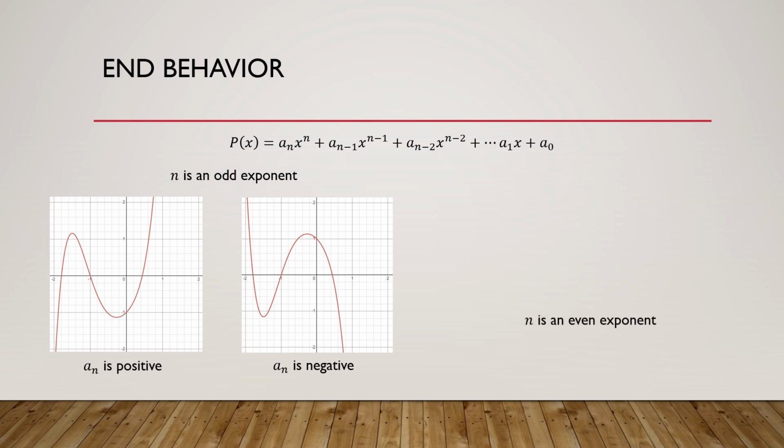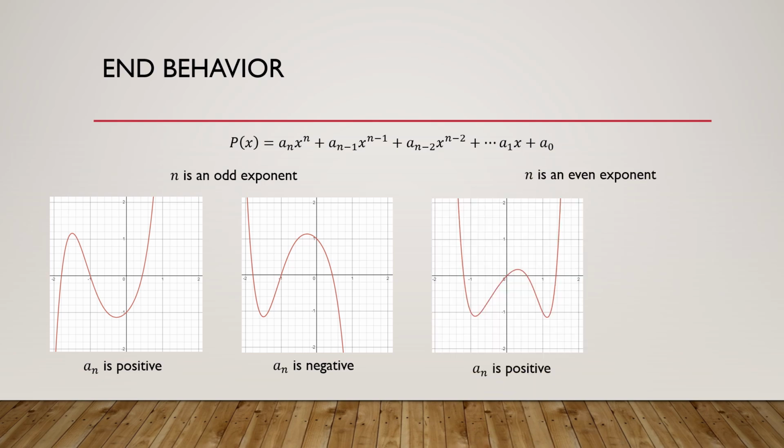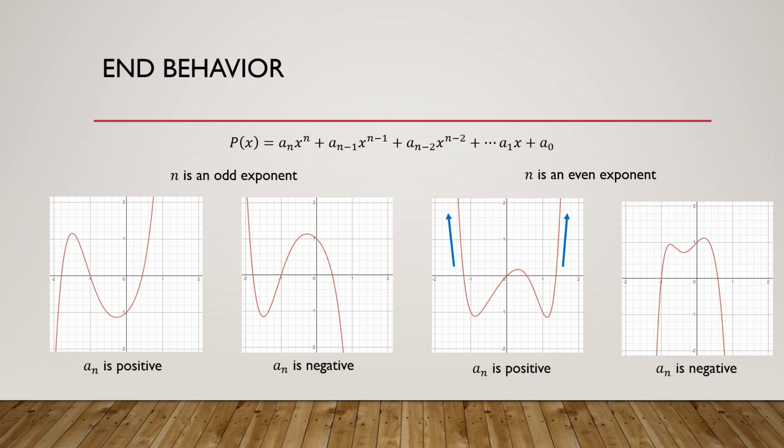If n is an even exponent, then when the leading coefficient is positive, the graph goes to positive infinity with increasing and decreasing x's. When the leading coefficient is negative, the graph goes to negative infinity with increasing and decreasing x's. This is called the end behavior of a polynomial function.